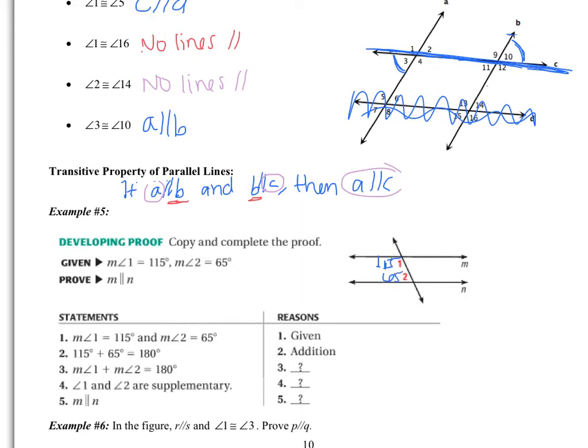Measure of angle 2 is 65. I always like to mark these in the figure. And we want to prove that the two lines are parallel. Okay, so first it says the measure of angle 1 equals 115 and angle 2 is equal to 65, which is given.